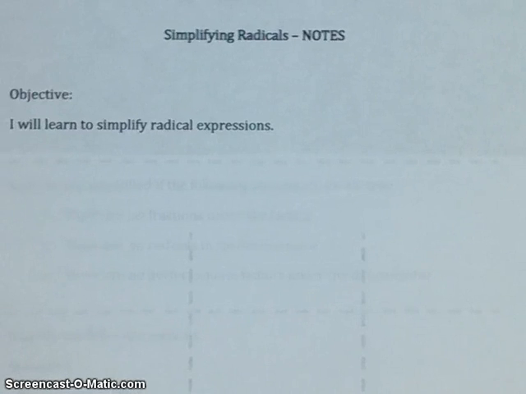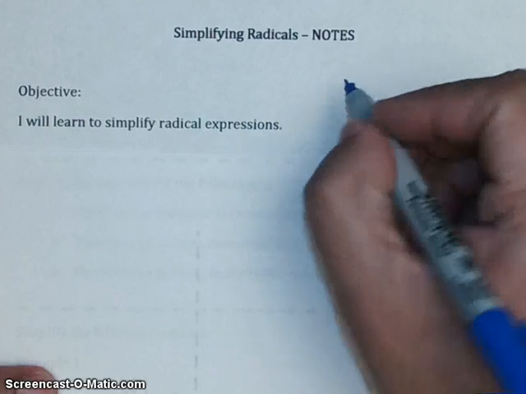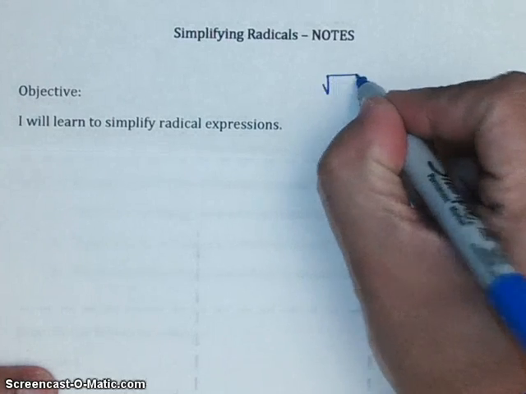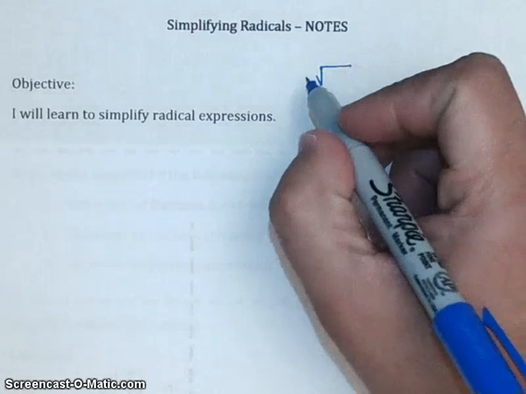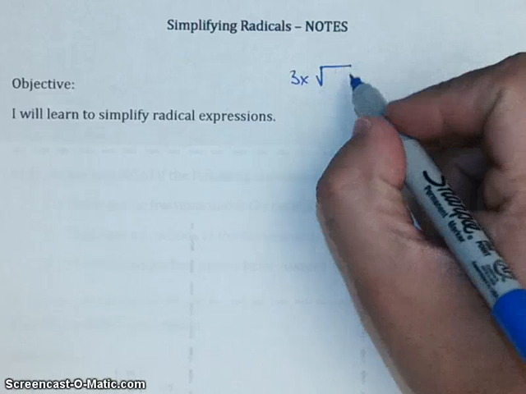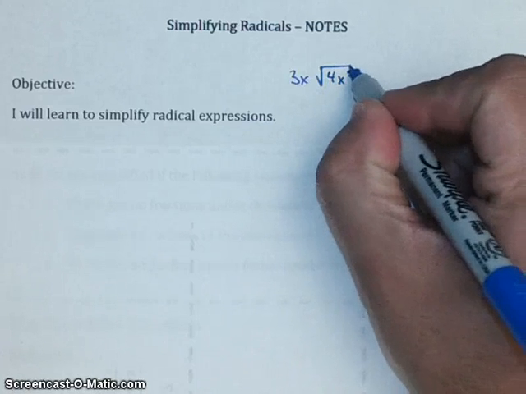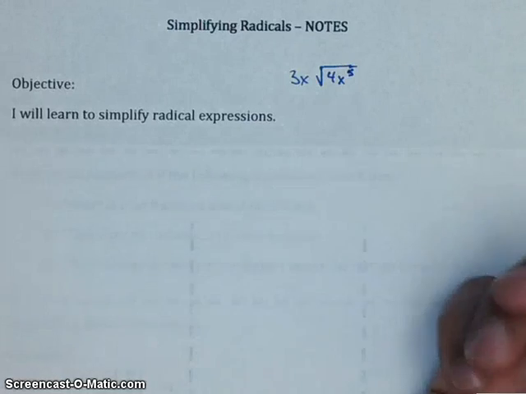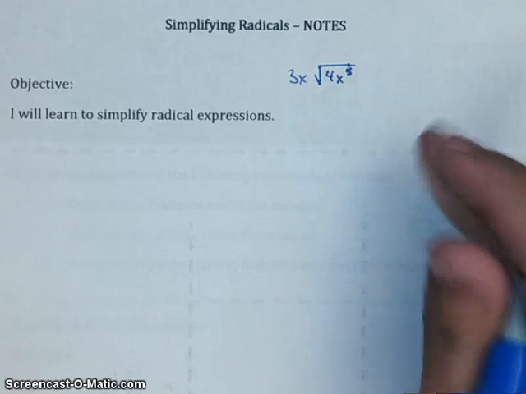Alright, today we're going to talk about simplifying radicals. The objective is I will learn to simplify radical expressions. A radical expression is anything that has this symbol on it. It can have things outside or on the inside, so you could have something like 3x square root of 4x to the 5th power. That is still a radical, and we're going to talk about how to simplify this.